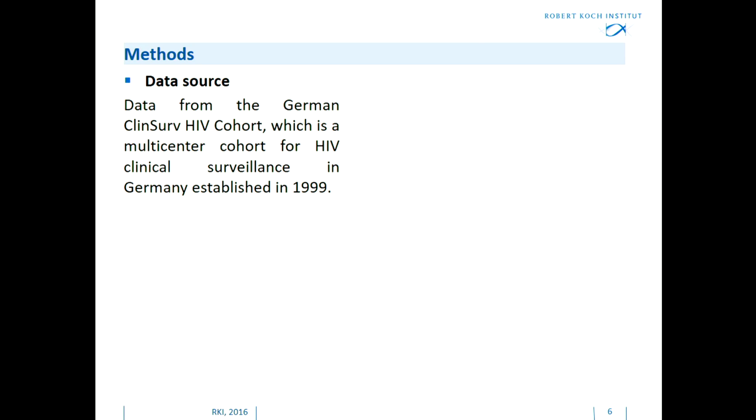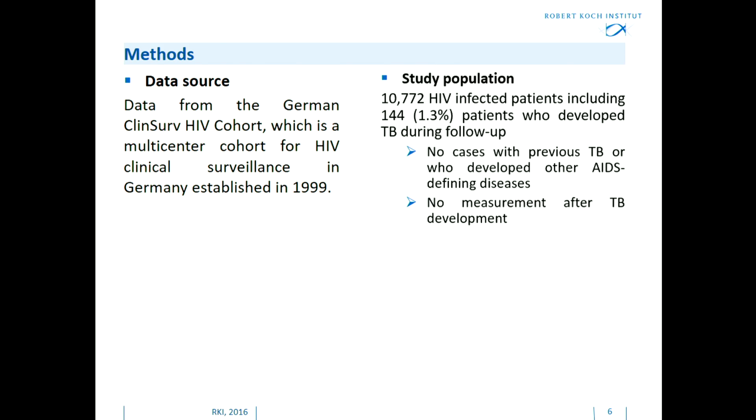We use data from the German cohort, called the ClinSurv HIV cohort, which is a multi-center cohort for HIV clinical surveillance in Germany. All patients in our study were receiving combination antiretroviral therapy, or cART. We include over 10,000 HIV-infected patients who remain free from tuberculosis, and 144 HIV patients who developed tuberculosis during follow-up. The starting point of our analysis was the time of antiretroviral therapy initiation, and the last point was the TB diagnosis.